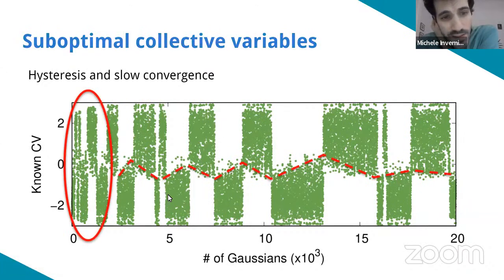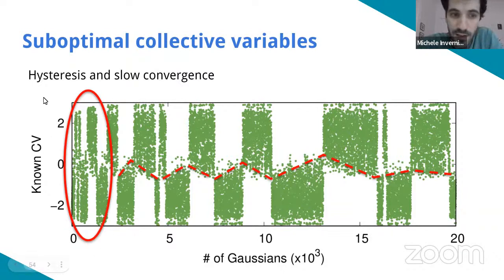You will see hysteresis, so you can see that you have this kind of behavior. The place where you make the transition keeps on changing as you go along. By the way, I should have said this is well-tempered metadynamics, so eventually the bias becomes constant. And you can see at the very beginning, the bias changes a lot and you have these very fast transitions.